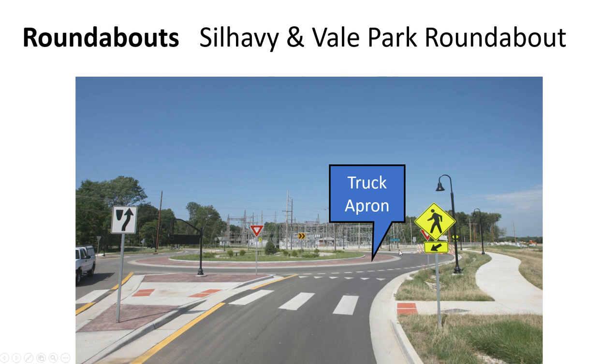This is one on the north, I guess northeast side of Valparaiso, coming in one of their newer roundabouts up here at Vale Park in Silhavy. And you can see that here's our shark's teeth. This is our yield point for cars. Here's the extended, with this dotted line, the extended circulatory roadways, edge of pavement circle coming out through there. Right, and then this in the middle here is our truck apron.